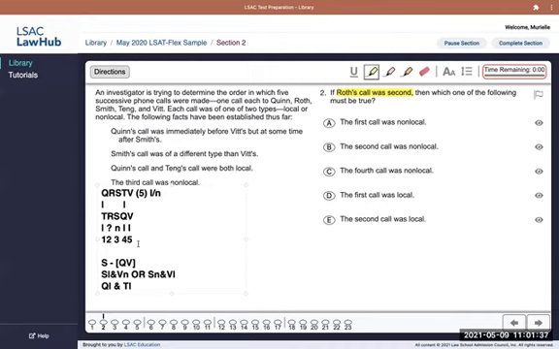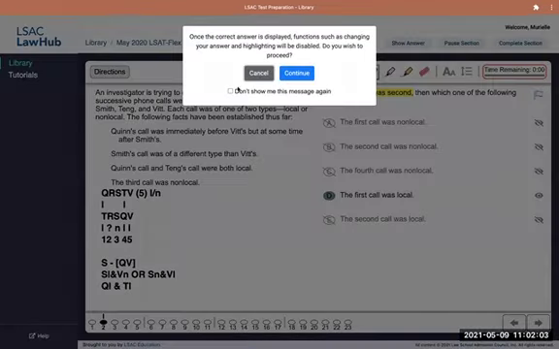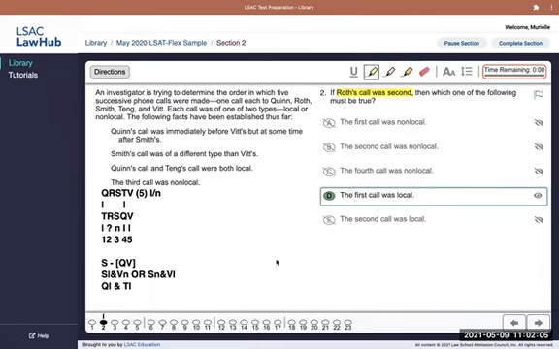So the first call was non-local. That's not possible. We know that the first call is T and has to be local. So that one's out. The second is non-local. We don't know what the second is. So B and E, either one of those are possible, but they don't have to be true. The fourth call is non-local. That's incorrect. It actually has to be local. And the first call was local. Yes, that is the correct answer. So D must be correct.